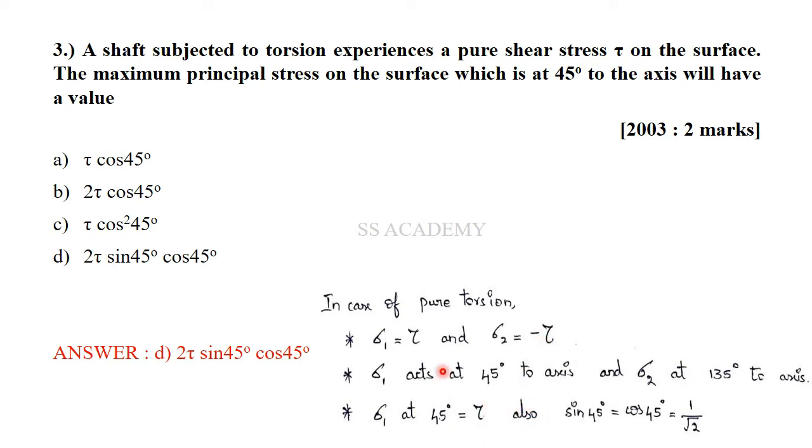Okay, here comes the tricky part. They have played with trigonometric knowledge. We know that sine 45 and cos 45 are 1 by root 2. If we substitute here, we get 1 by 2, the 2 gets cancelled, and tau comes out to be the answer. So tau is the actual answer, but they have twisted it with this trigonometry concept. So D is the answer.